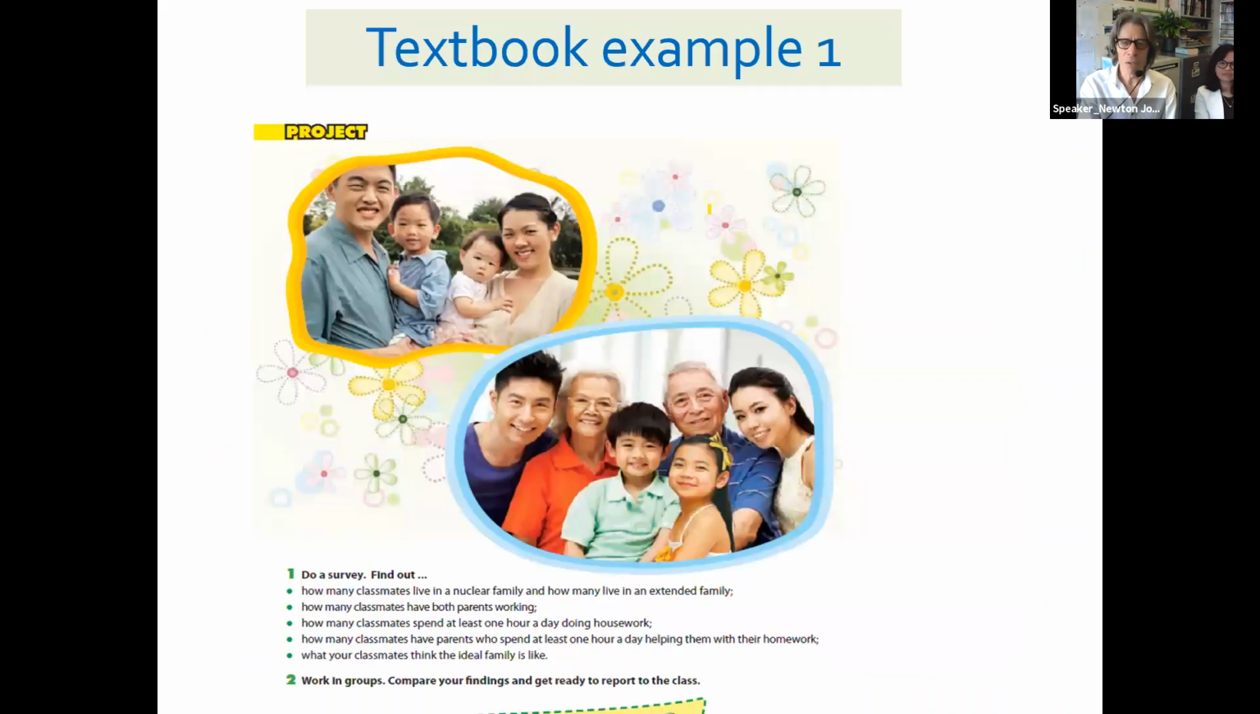Now let's have a look at an example from the textbook. This is a project where the learners have to do a survey to find out about family life and the different families represented in the classroom, right? So they go around and they ask different classmates these questions, they get the data, they bring it together in groups, and they prepare to report on what they've found out. Now, how about we do the MAGOO analysis here? Is the focus on meaning?